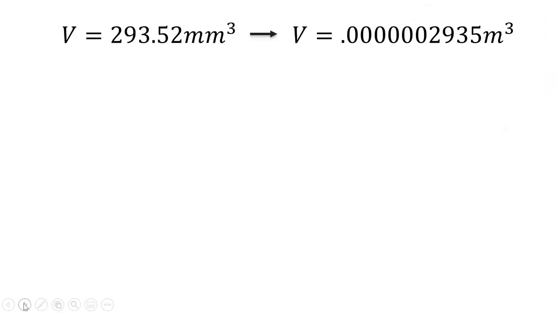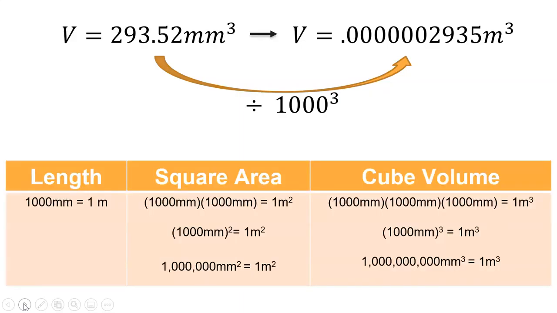When we compare the volumes, we can see that since the measurements change by dividing by 1,000, and it takes 3 measurements or dimensions to find the volume, to get the new volume, we need to divide by 1,000 to the 3rd power. Let's look a little closer at why this happens. If the length conversion is 1,000 millimeters equals 1 meter, then the area conversion is 1,000 to the 2nd power, and the volume is 1,000 to the 3rd power.